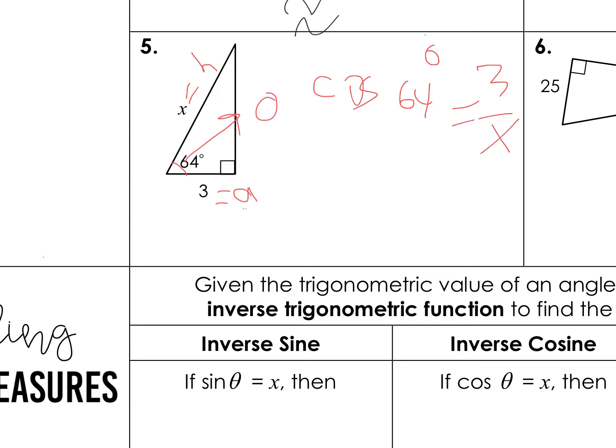Again, I'm going to multiply both sides by x and divide both sides by the cosine of 64 degrees. There's my exact answer. You need to complete it. When I grade your lecture notes, it needs to be done.